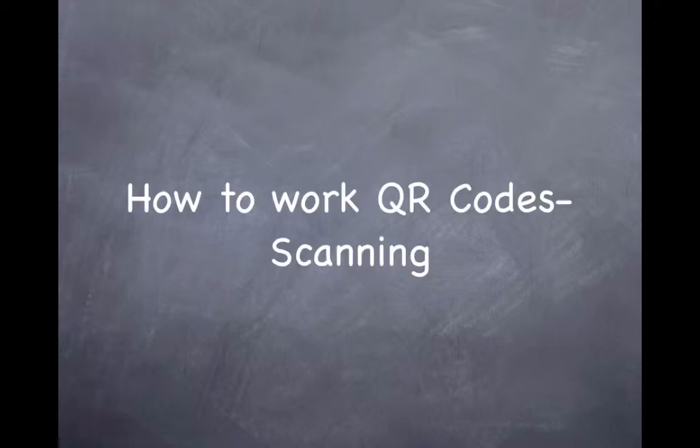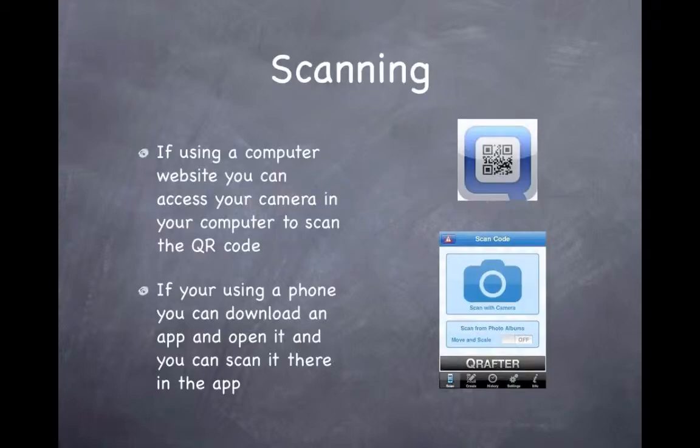How to work QR codes: scanning them. If you're using a website on a computer, you can access your camera on your computer to scan the QR code. If you're using a phone, you can download the app and open it, and you can scan it through the app. QR Rafter is the app pictured on the side, just those on a smartphone. It's usually an iPhone you can look at it through.